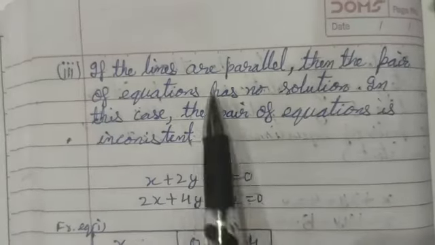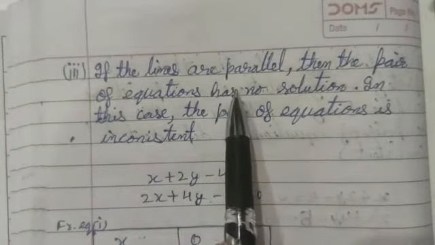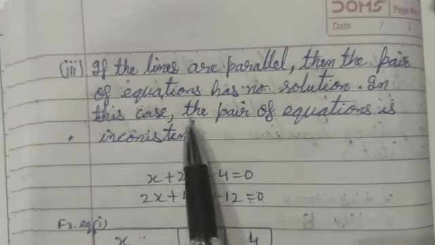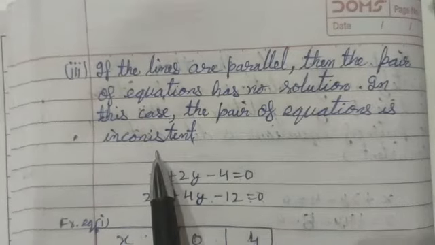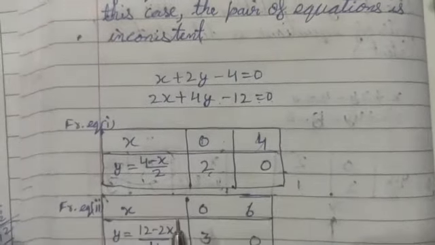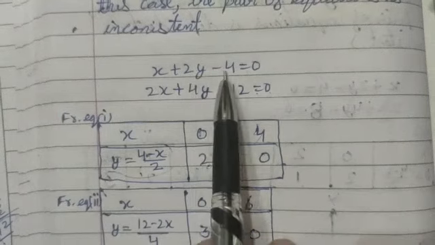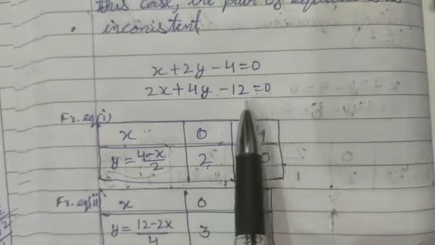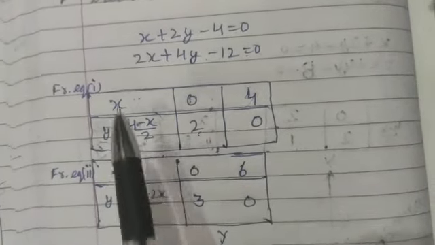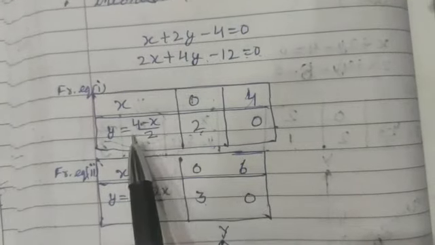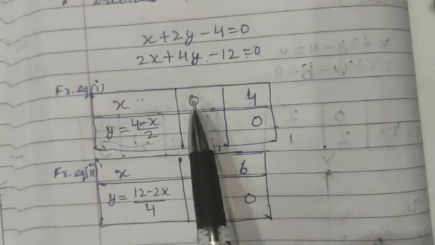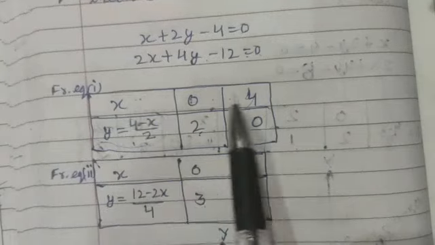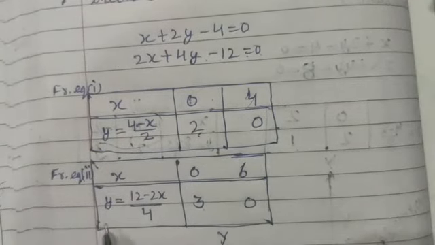Now third situation, if the lines are parallel, then the pair of equations has no solution. In this case, the pair of equations is inconsistent. Now here I have taken two equations, x plus 2y minus 4 equal to 0 and 2x plus 4y minus 12 equal to 0. Now if we draw the graph for this, from equation first, we are getting y as (4 minus x) upon 2. So at x equal to 0, y is 2, and at y equal to 0, x equal to 4.